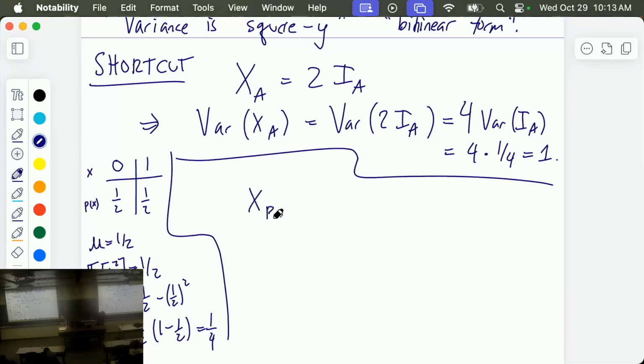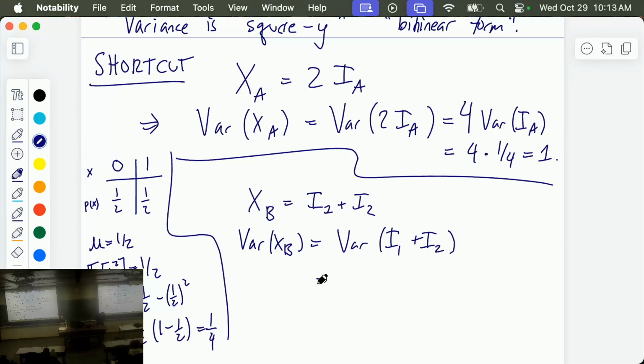Okay, that was Alice. Let's do the same shortcut with Bob. Remember, Bob is I1 plus I2, right? And so what is the variance of Bob? It's the variance of the first coin flip plus the second coin flip. And because these two coin flips are independent, what happens on the first coin flip doesn't affect the second one, you can add the variances. The variance of I1 plus the variance of I2. And they're both individually a quarter. A quarter plus a quarter, also known as a half.